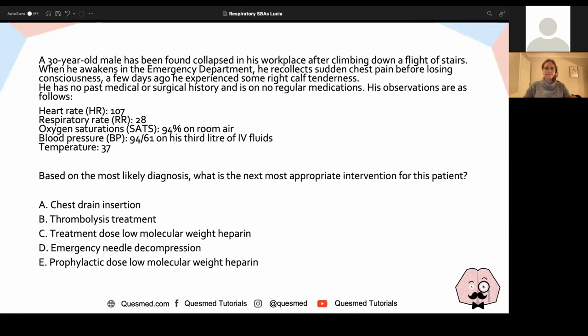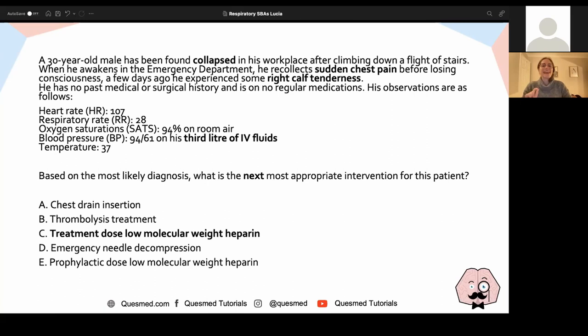Okay, so almost 50-50: thrombolysis versus a treatment dose of low molecular weight heparin, and the winner is actually treatment dose low molecular weight heparin, if you answer the question, which is the next most appropriate intervention.